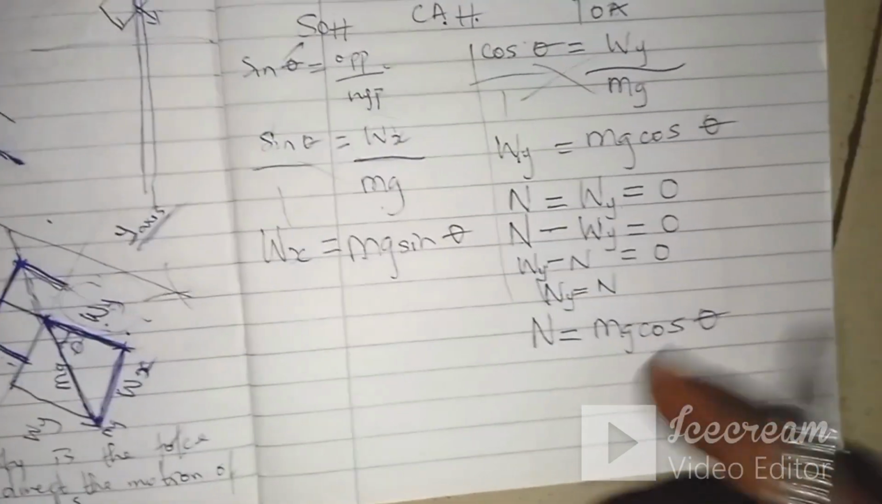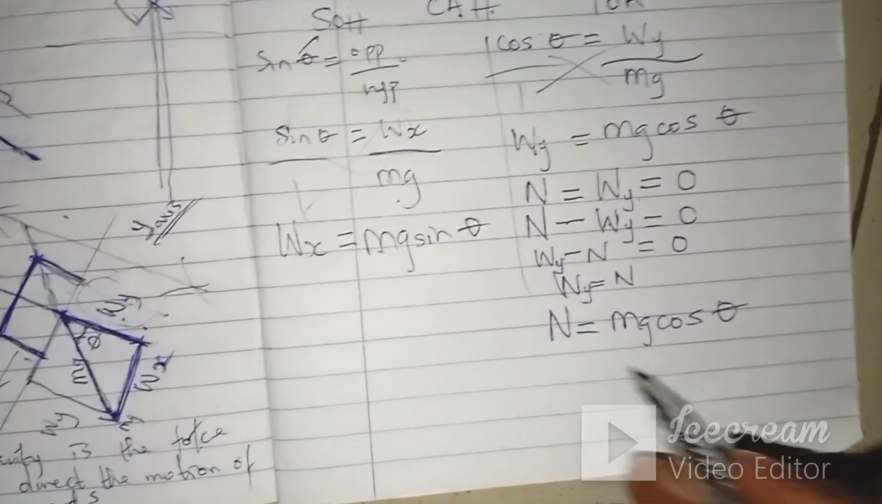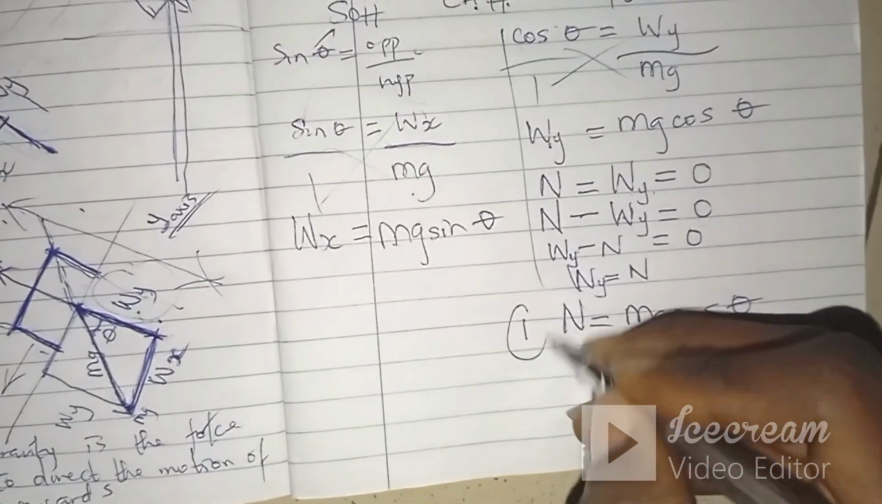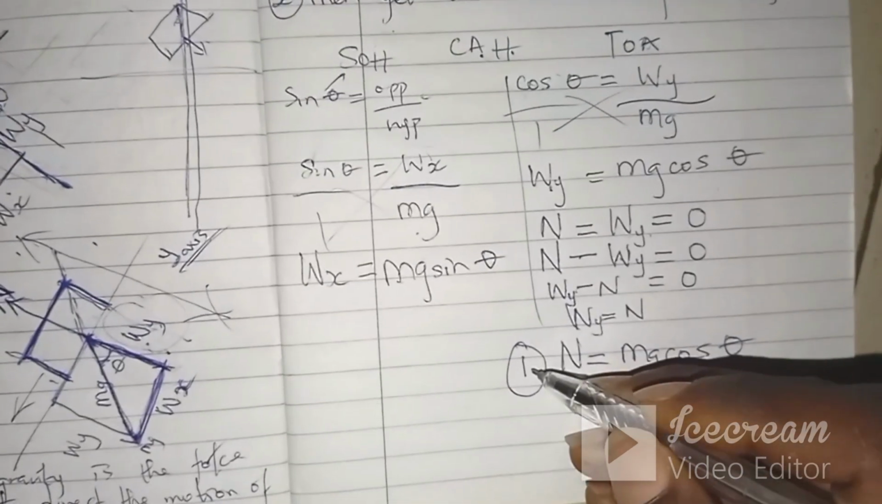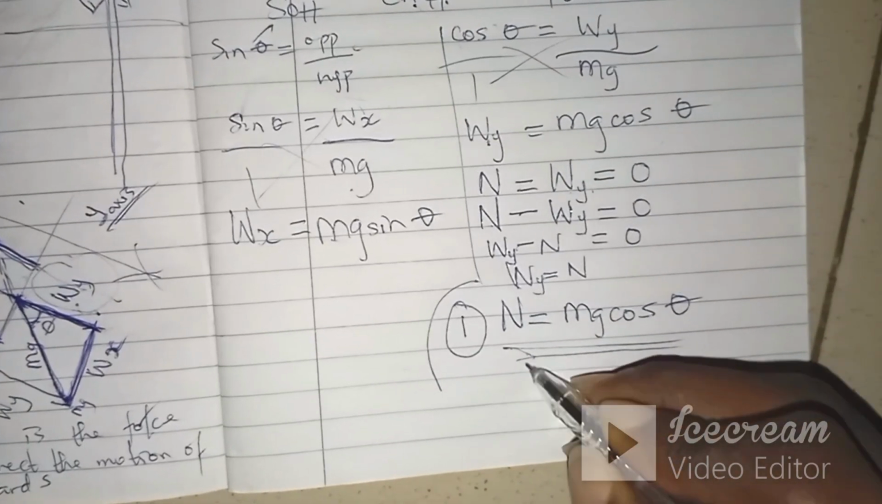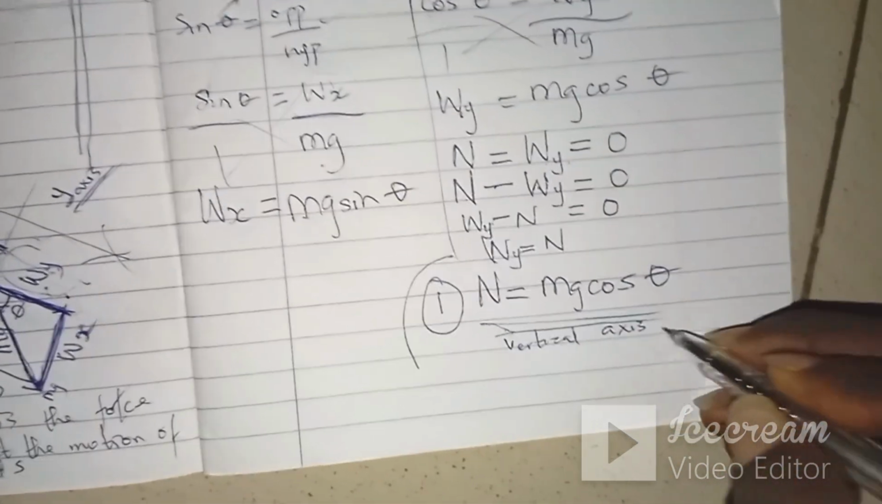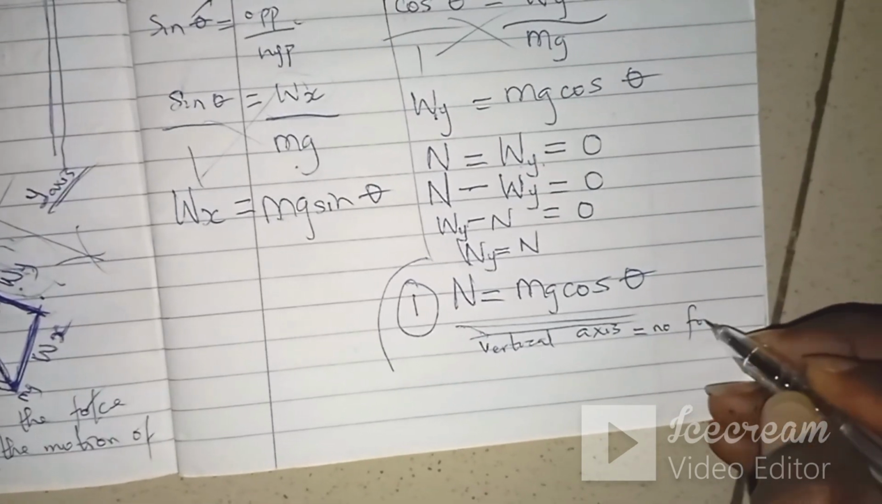In most cases, you will see us making use of this. So N is equal to mg cos theta. You need to note it. That is the first equation under what we are doing here for the vertical axis. So for the vertical axis, no force.